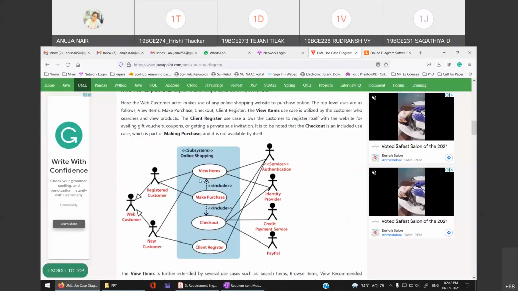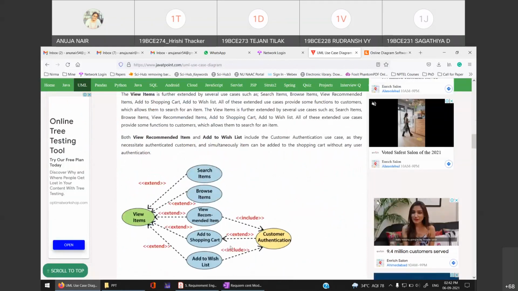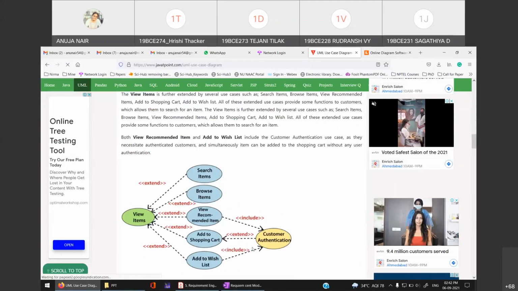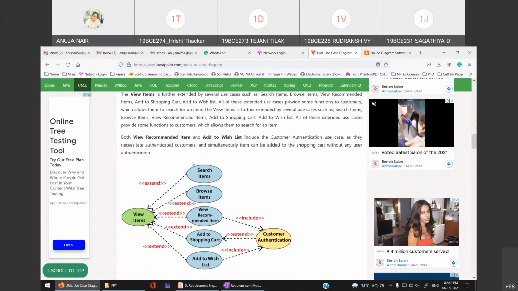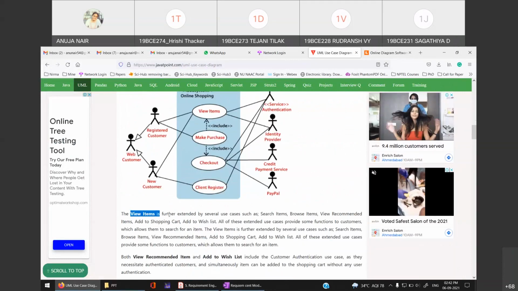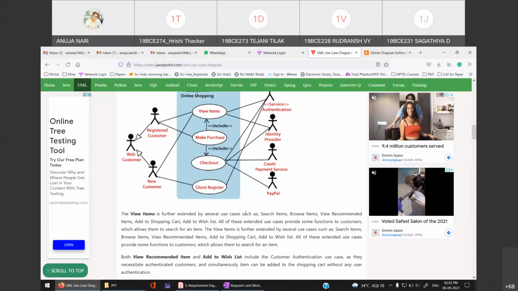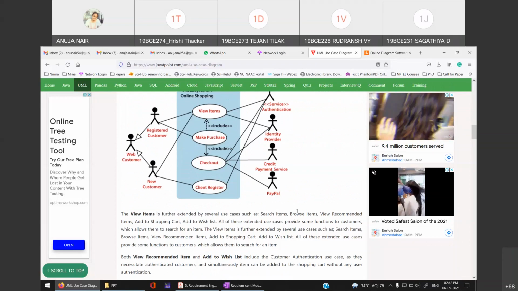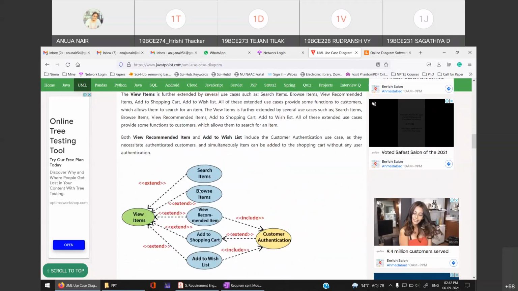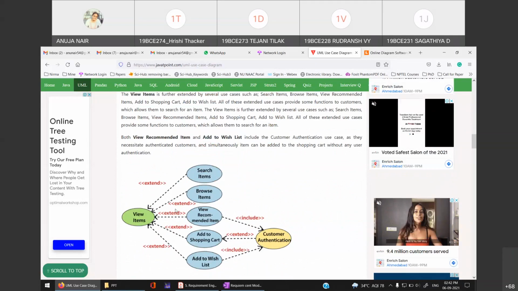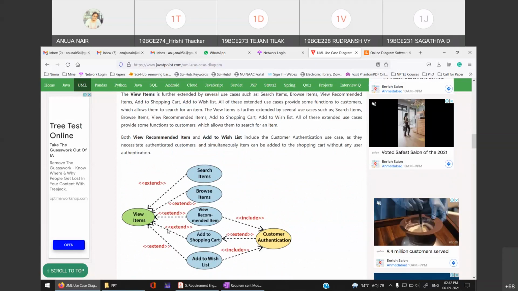Okay. So for view items, I have created one more use case. What is this extend and all that, I will tell you right now. Let's just focus on how many types of use cases, numbers of use cases you need to create, right? Now see, it is written. View items is further extended by several use cases such as search items, browse items, view recommended items, add to shopping cart, add to wish list. So I will connect everything with this view item by a relationship. I will tell you the meaning of this relationship later on.